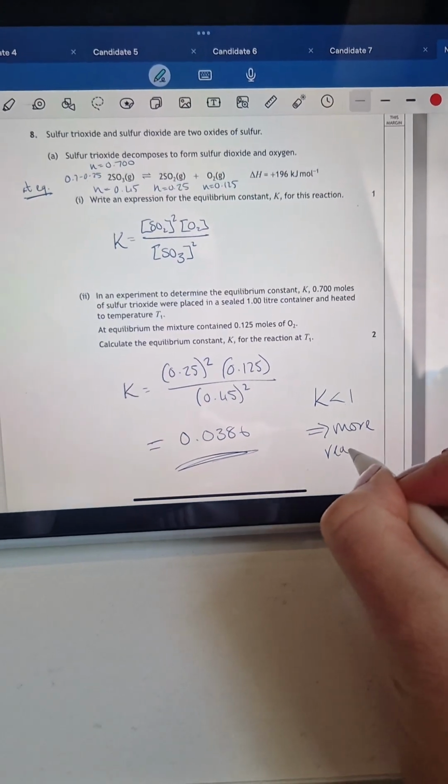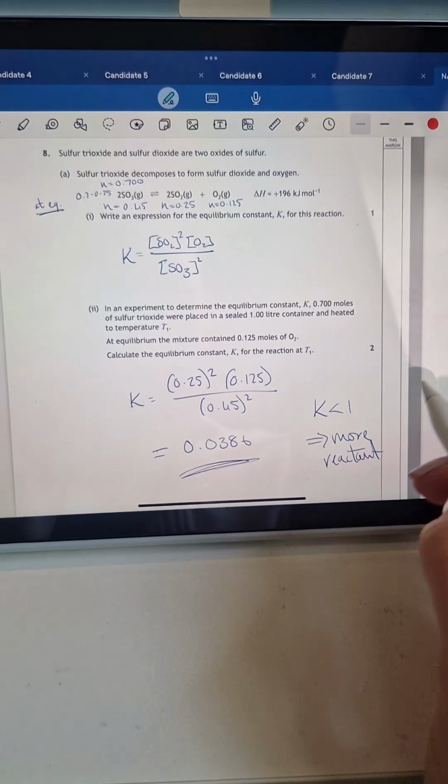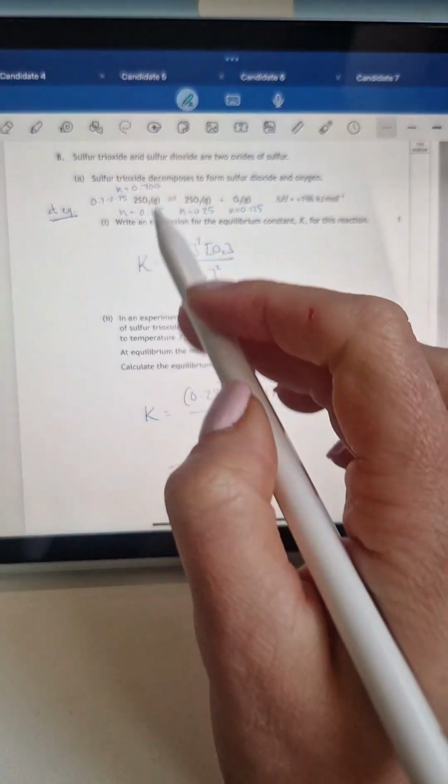Just as a bonus, because this equilibrium constant value is below 1, that means that we have more reactant at equilibrium than we do product, which means the equilibrium will sit to the left of the reaction.